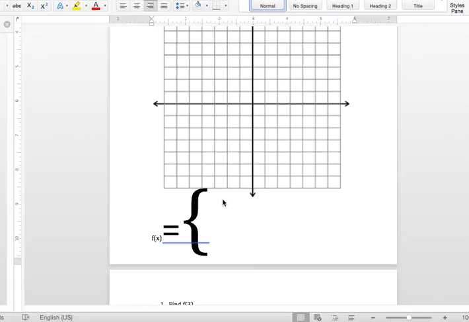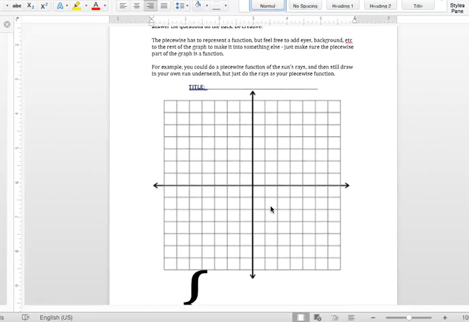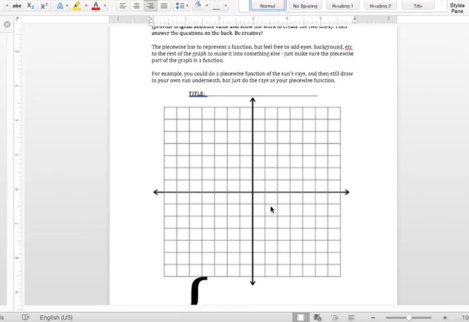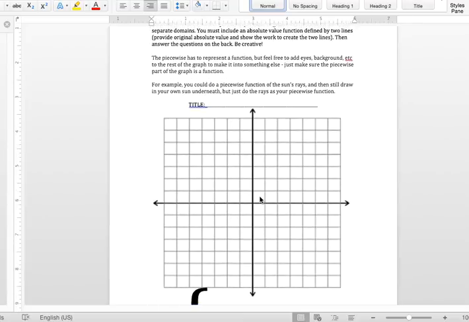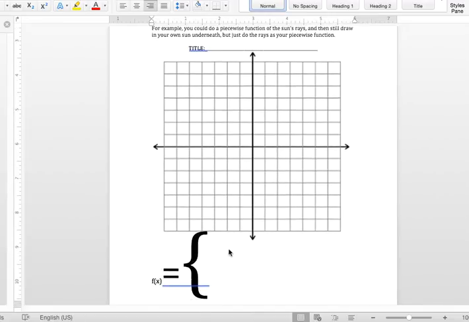So you can do as many functions as you want to, but create a picture, right? And I've seen some good ones. And then make sure the picture from the piecewise is outlined in black or something obvious. But then if you want to add pictures around it, that's totally fine. Just make sure it's clearly obvious that it's not part of the piecewise, right?